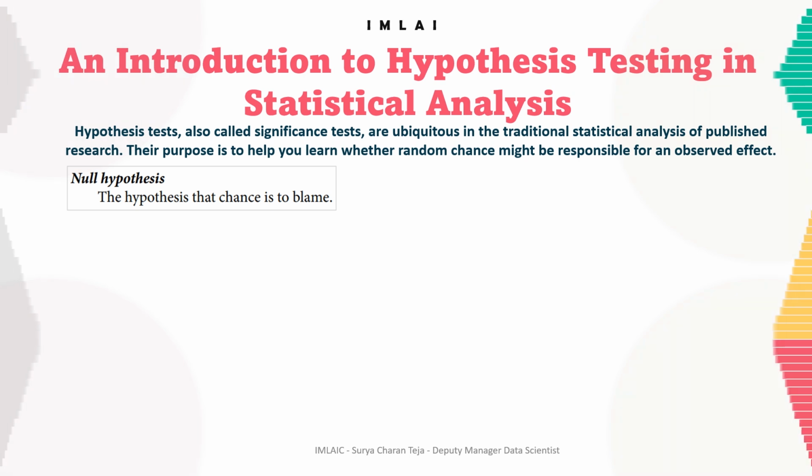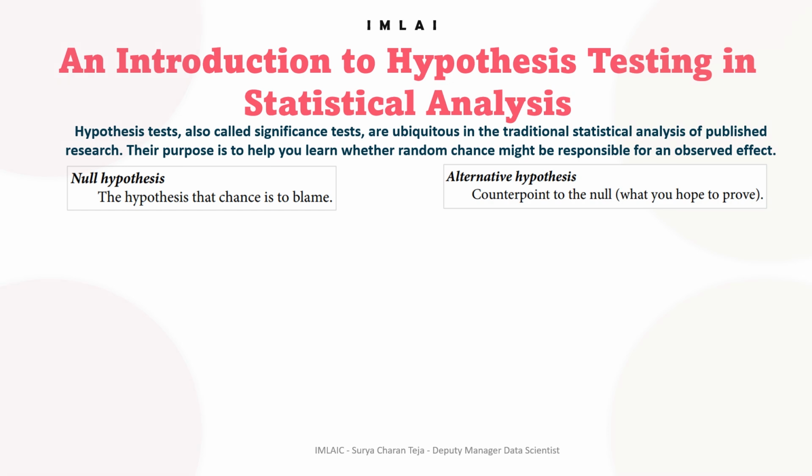And similarly, we will have an alternative hypothesis, which is a counterpart to the null hypothesis. So, an alternate hypothesis is nothing but a counterpart to the null hypothesis. It is what you hope to prove. That's what an alternate hypothesis is. So let me put the null hypothesis in a much simpler way. In statistical hypothesis testing, the null hypothesis is a statement that there is no significant difference between two populations or variables. It is usually denoted by H naught, and it represents the default assumption that no relationship or effect exists between the variables being studied. So this kind of hypothesis is called the null hypothesis.